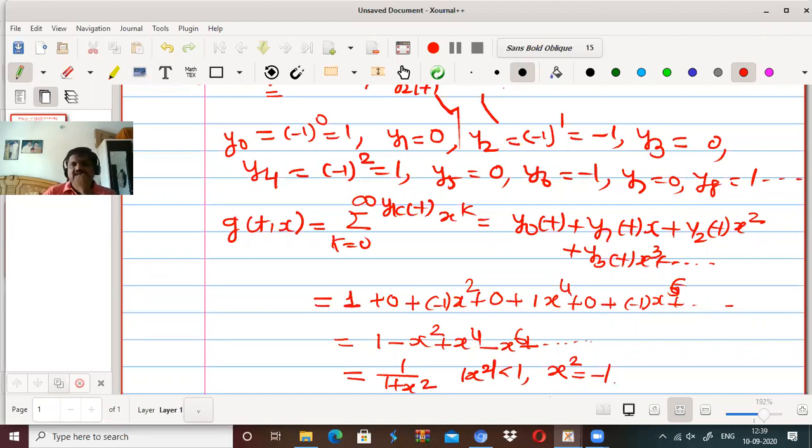Mod x square less than 1, and x square should not be minus 1. Now you can say how this is obtained. What is 1 upon 1 plus x square? So what is 1 upon 1 minus x? 1 upon 1 minus x becomes 1 plus x plus its power, plus x cube, and so on.